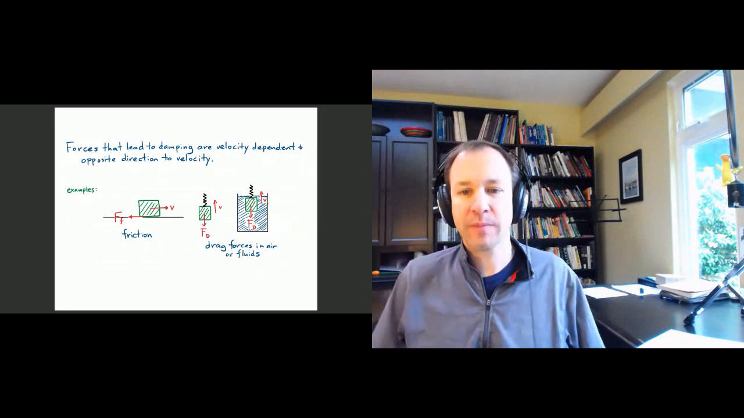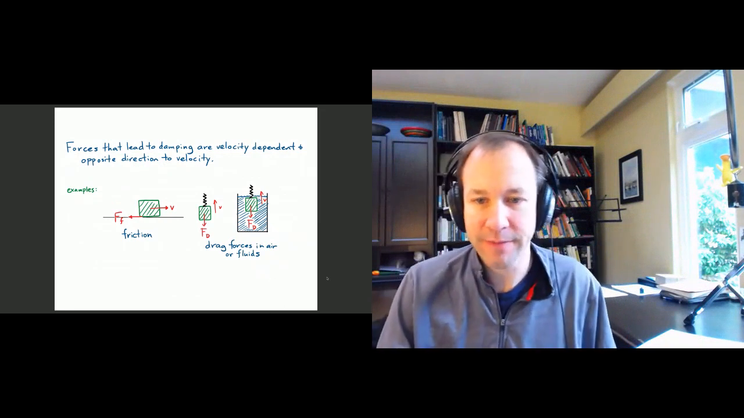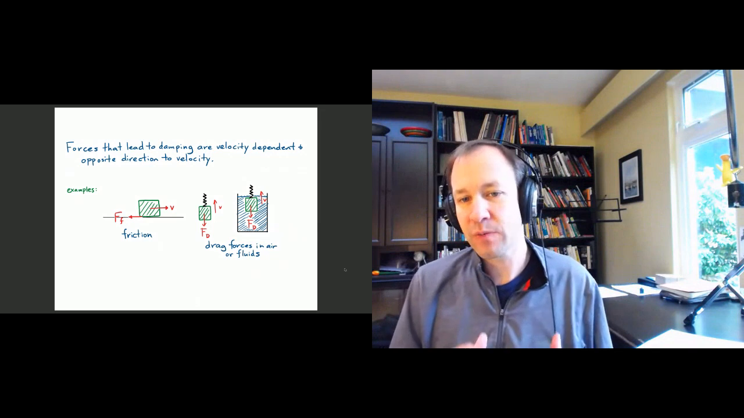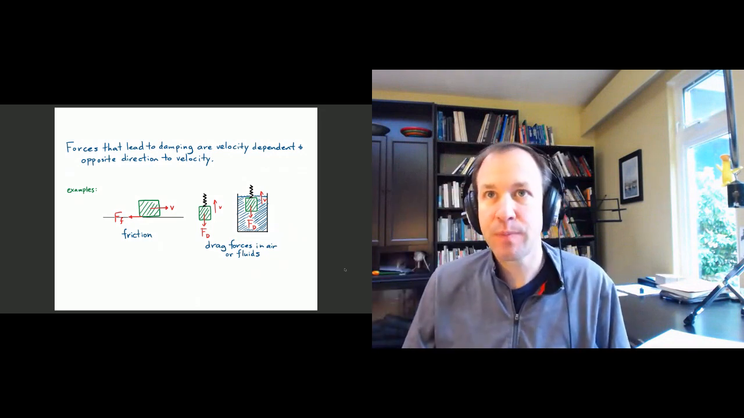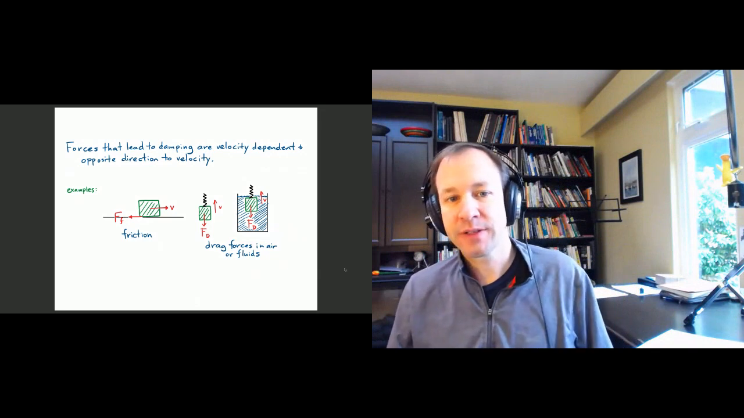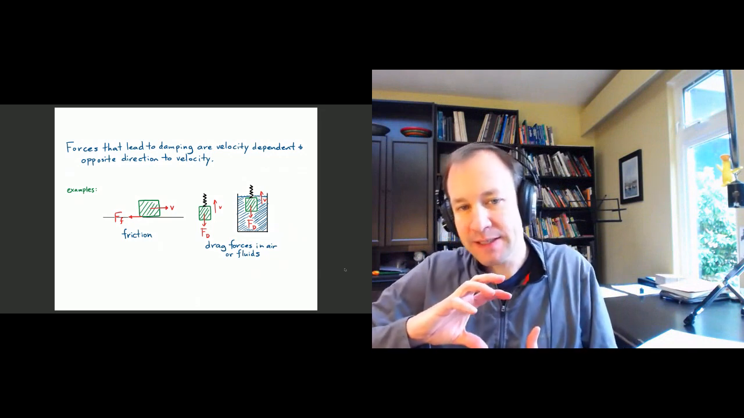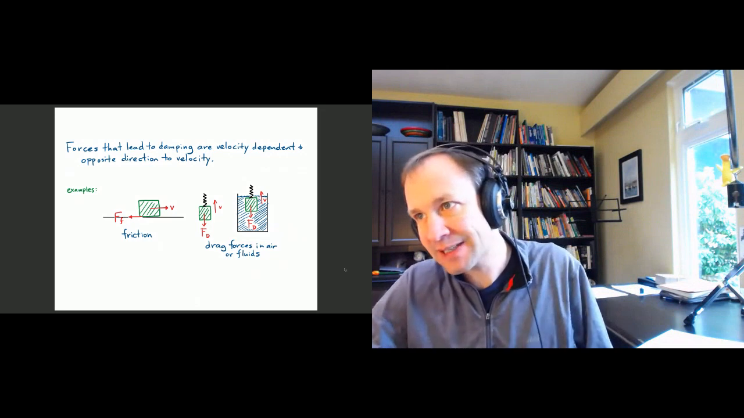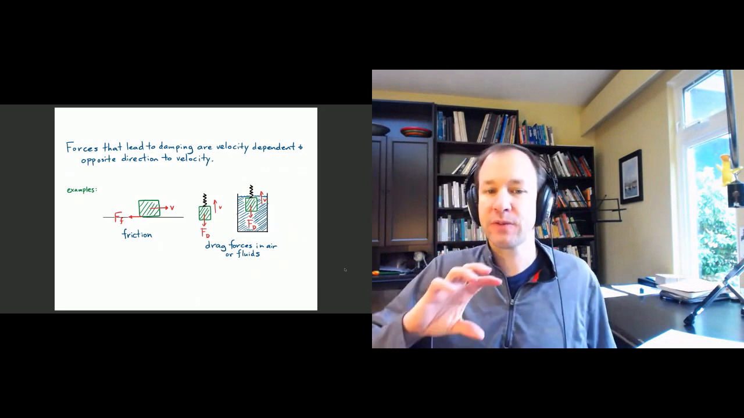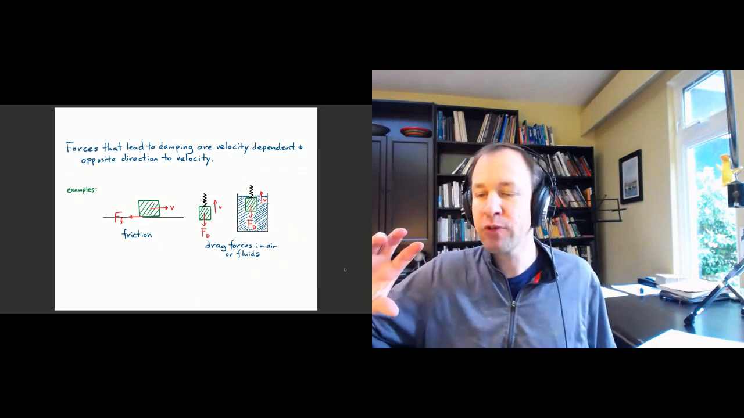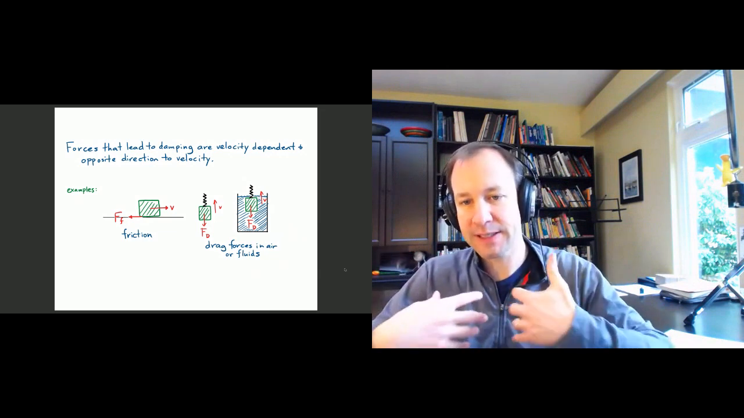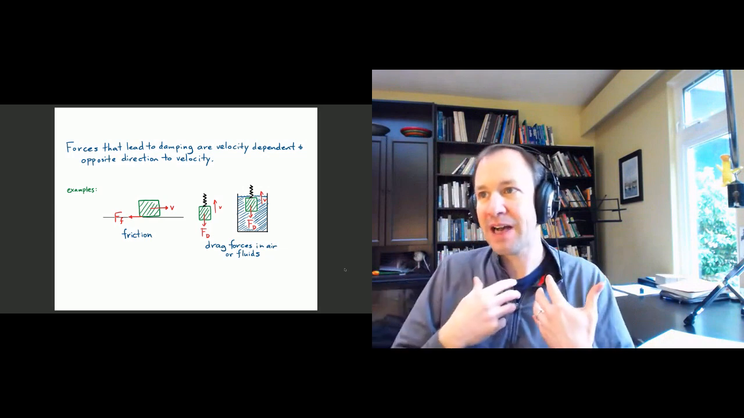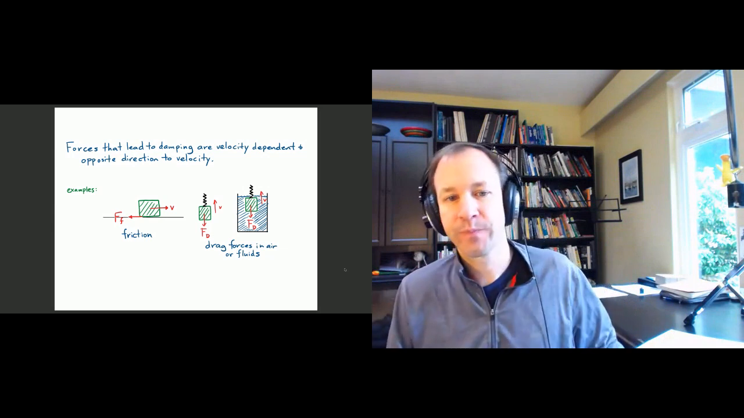Okay, so I want to talk about some of the physics of these forces that lead to damping. Generally speaking, these are forces that exist when they're velocity dependent. So they're forces where, when the object is moving, it's feeling some kind of resistance, a force in the opposite direction to its motion.